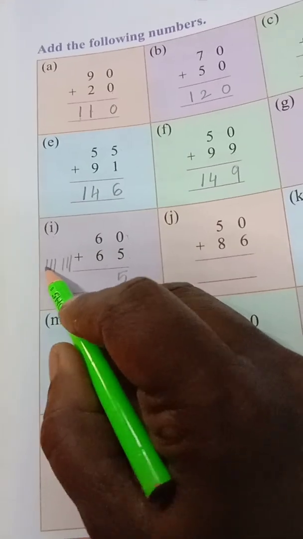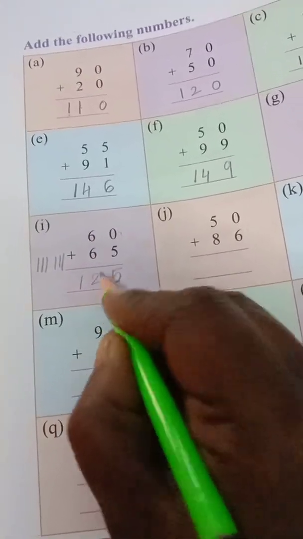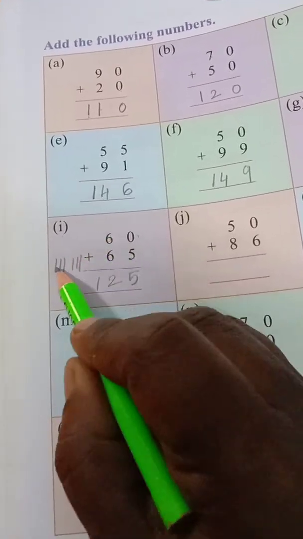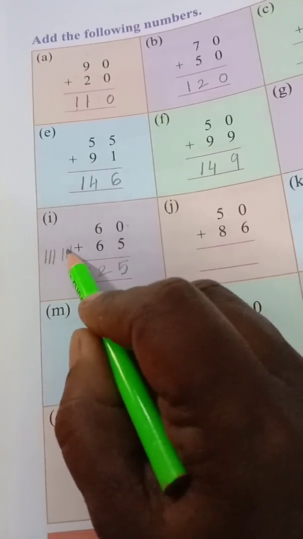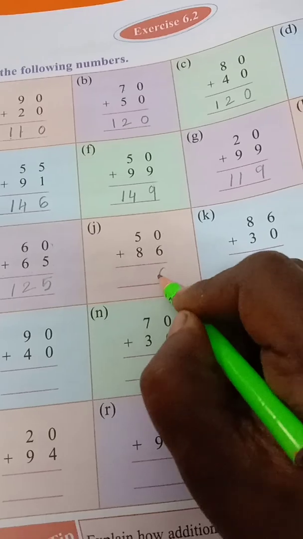After 6: 7, 8, 9, 10, 11, 12. 1 to 12. 0 plus 6 is 6 only.